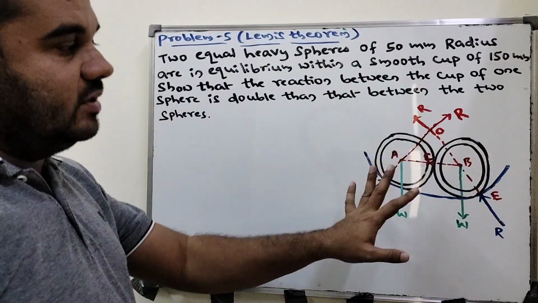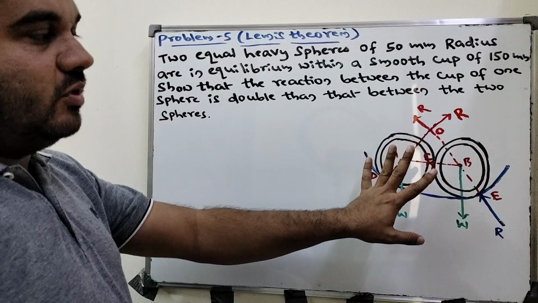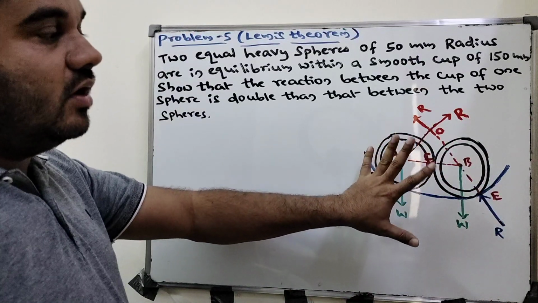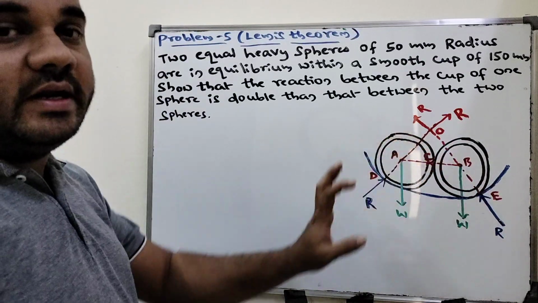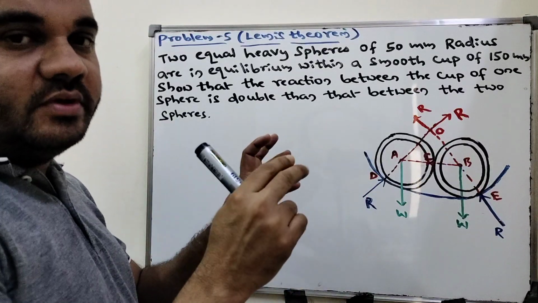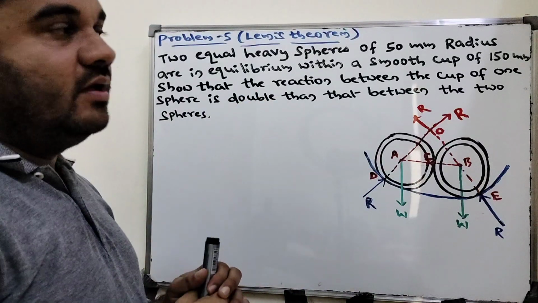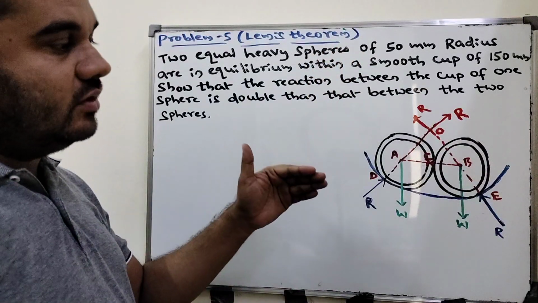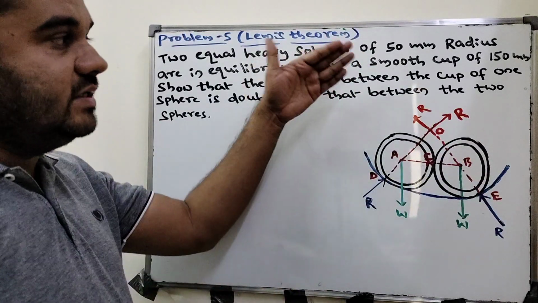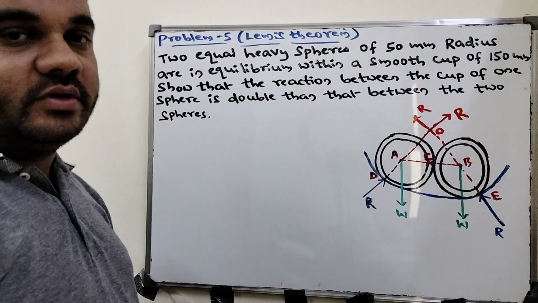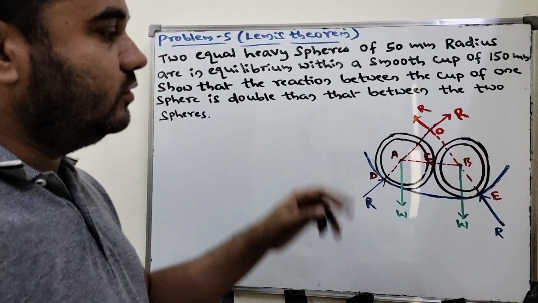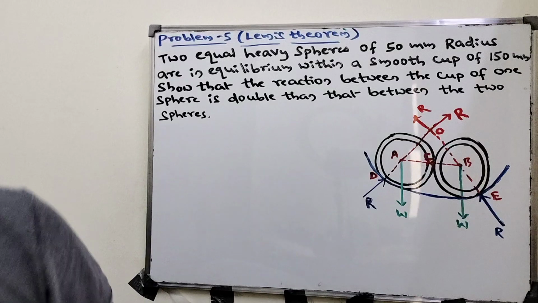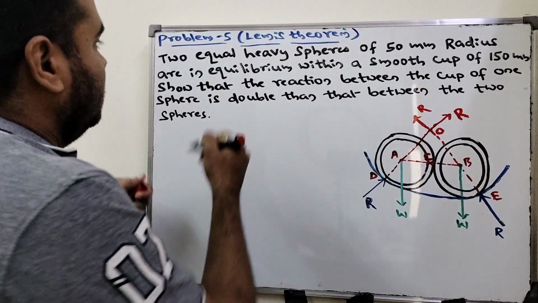In this problem, first we will understand how to analyze how the spheres sit on the cup and what the reactions are, and after that we will apply Lami's theorem and try to solve for the unknown values. First we will read the problem, then we will go through it thoroughly.